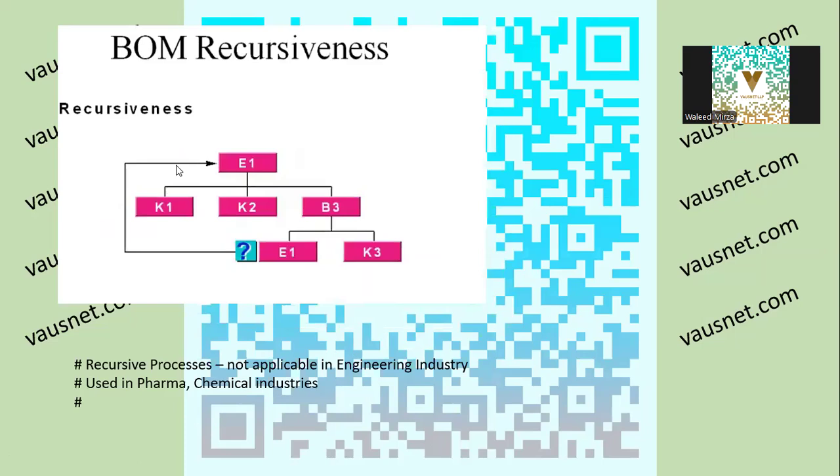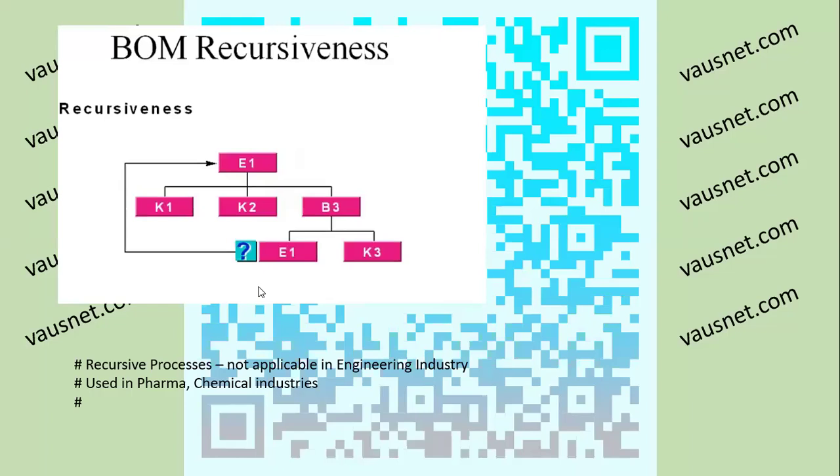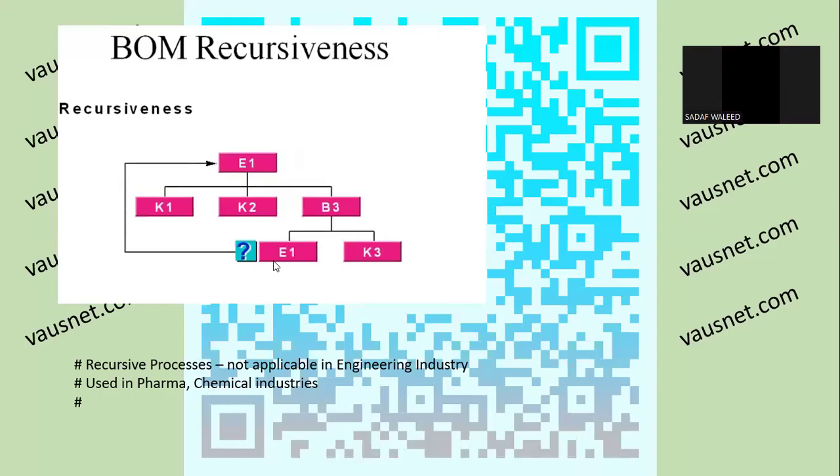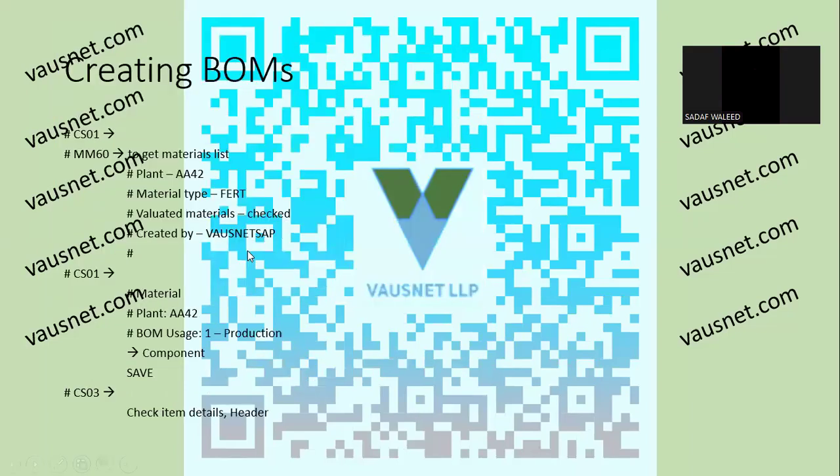And recursiveness. Now, what is recursiveness? For example, if you're in the dairy industry and you want to create yogurt from milk, you will need a little bit of yogurt for the next production of yogurt from the milk. So that is recursiveness. This is used in chemical industries and pharma industries.